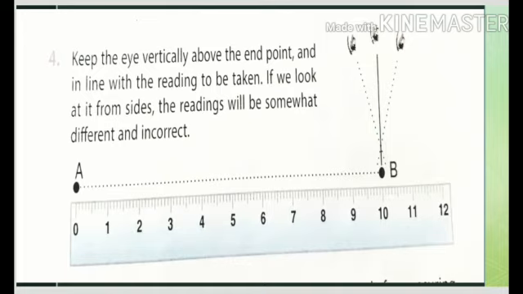keep the eye vertically above the end points and in line with the reading to be taken. If we look at it from the sides, the reading will be somewhat different and incorrect. What is the meaning? See the picture given above. Three eyes are shown to you. You must not take your reading from the right hand side eye or the left hand side eye shown in the picture. You must keep your eye vertically where the length is to be taken by you.